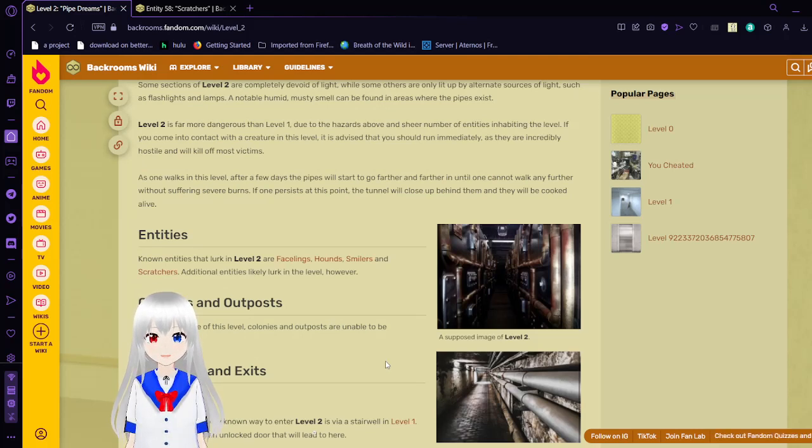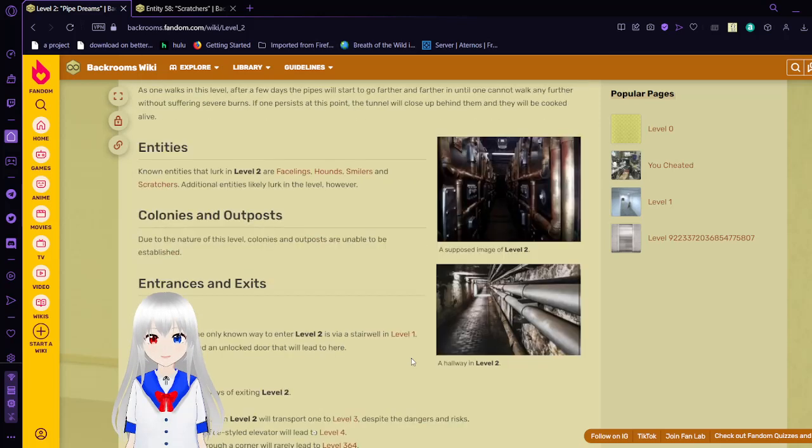Entities. Known entities that lurk in Level 2 are Facelings, Hounds, Smilers, and Scratchers. Additional entities likely lurk in the level, however. Colonies and Outposts. Due to the nature of this level, colonies and outposts are unable to be established.